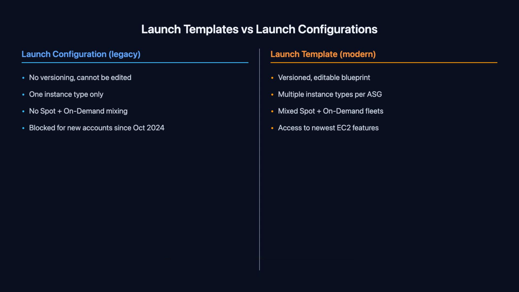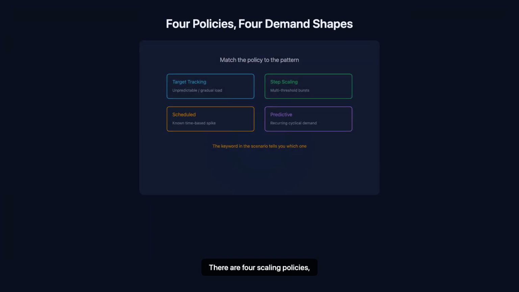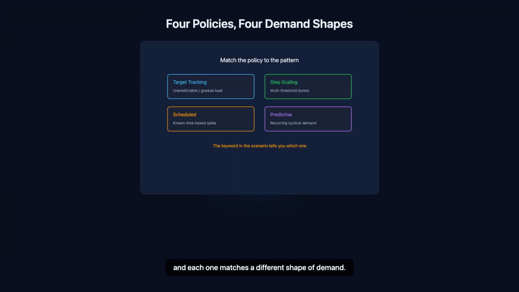There are 4 scaling policies, and each one matches a different shape of demand. Target tracking is for unpredictable or gradually varying load. You set a goal and it follows. Step scaling is for bursts where the size of the breach should change the size of your response. Scheduled scaling is for a known time-based spike where you already know the clock. And predictive scaling is for recurring, cyclical demand that repeats daily or weekly.